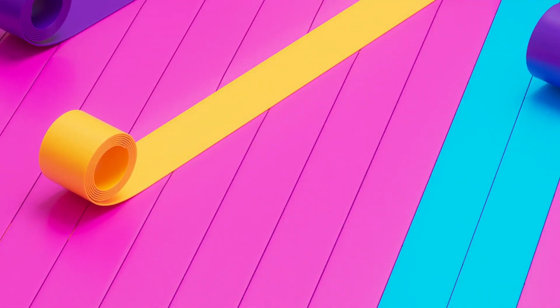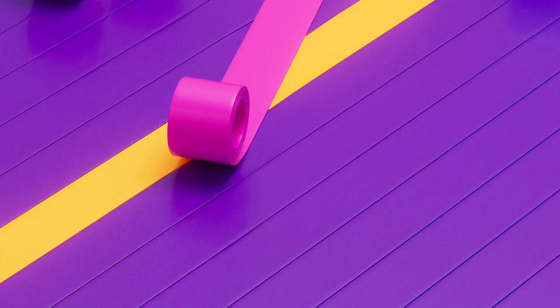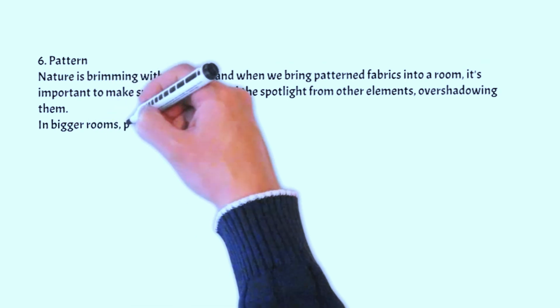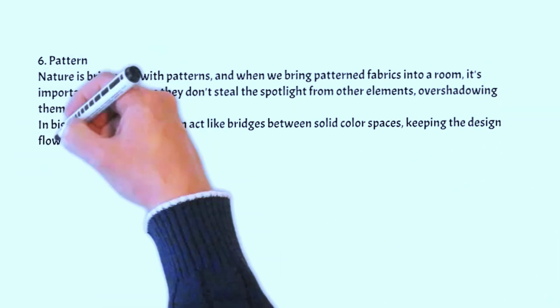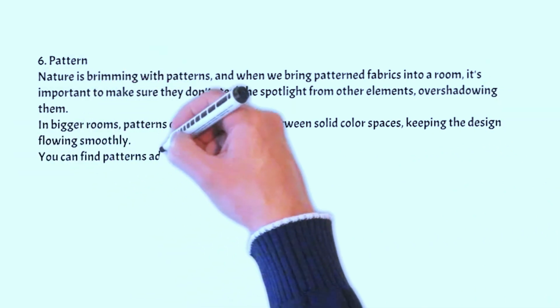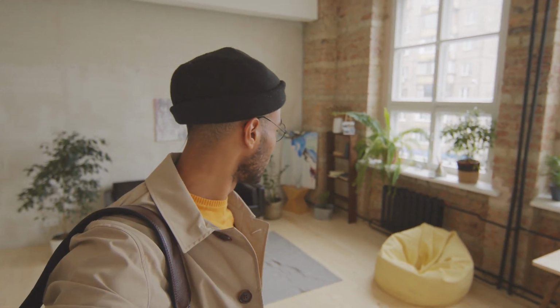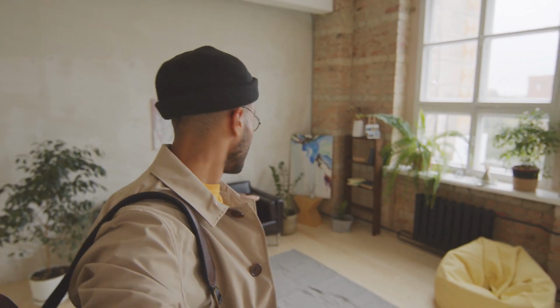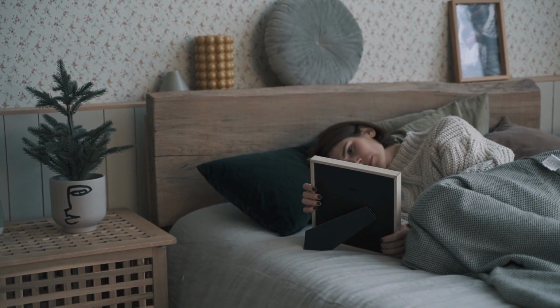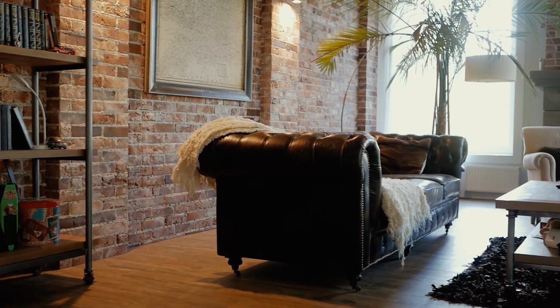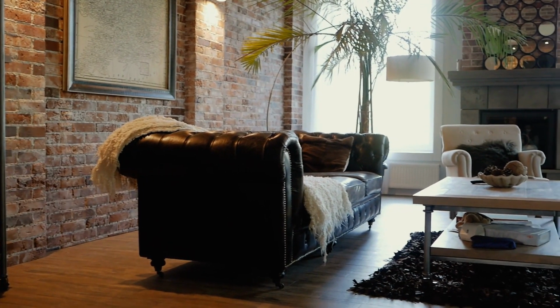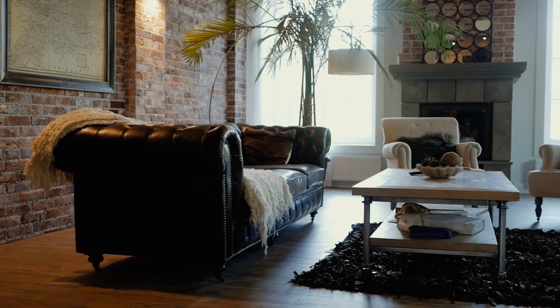Nature is brimming with patterns, and when we bring patterned fabrics into a room, it's important to make sure they don't steal the spotlight from other elements, overshadowing them. In bigger rooms, patterns can act like bridges between solid color spaces, keeping the design flowing smoothly. You can find patterns adorning all sorts of things, from throw cushions to substantial surfaces like wallpapers or rugs. The key is to think about how these patterns fit into the bigger picture. Some patterns work better on vertical walls than on horizontal floors, and how you orient them can have a big impact on how they look and feel in the space.